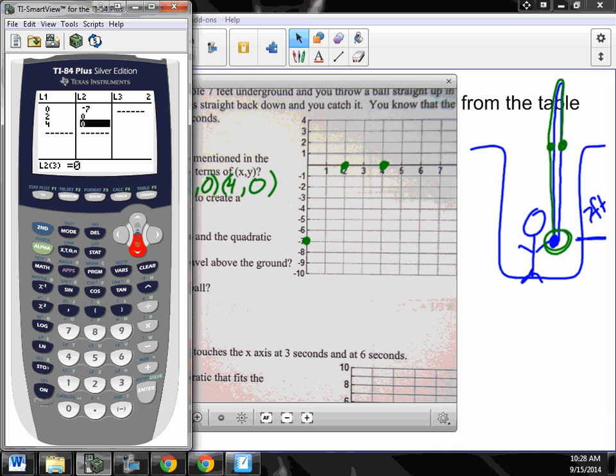Anybody having trouble putting those in? Go to the top, push clear, and hit enter. And then go to the top, clear, yeah, and then you don't have to delete them all. Anybody else having trouble putting those numbers in? So push stat, edit, go up to the top, push clear, and hit enter. Now put in those numbers. Anyone else having trouble?